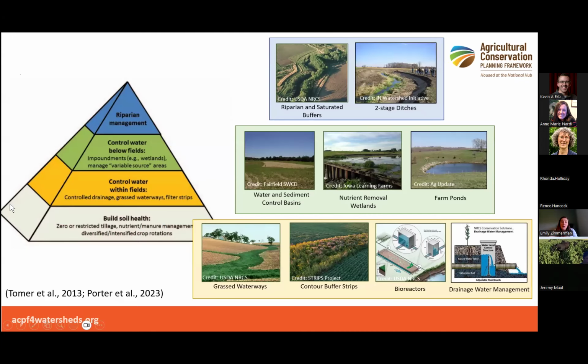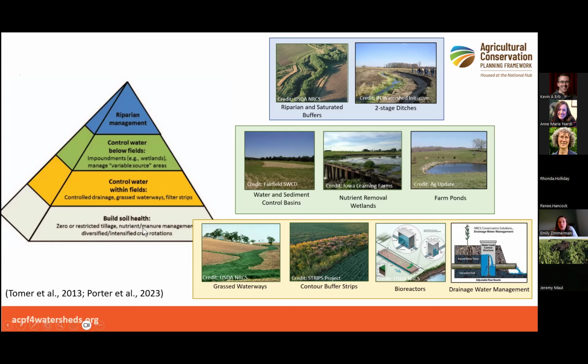Marcel already showed the conceptual pyramid that's associated with ACPF, where the tool relies on building soil health, but then recognizes that that's often not enough. And to really address nutrient and sediment loss, we need to control water within fields, below fields, and in the riparian area. So these are the practices that ACPF offers in the toolbox.